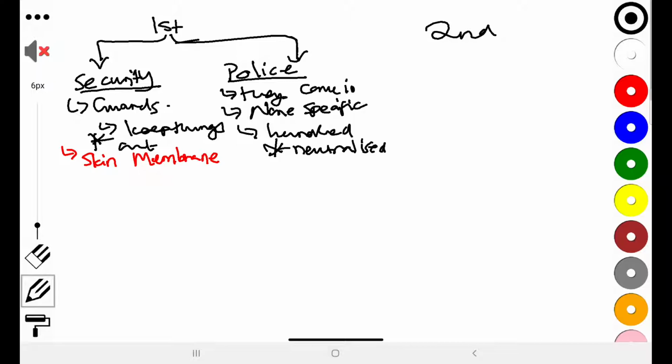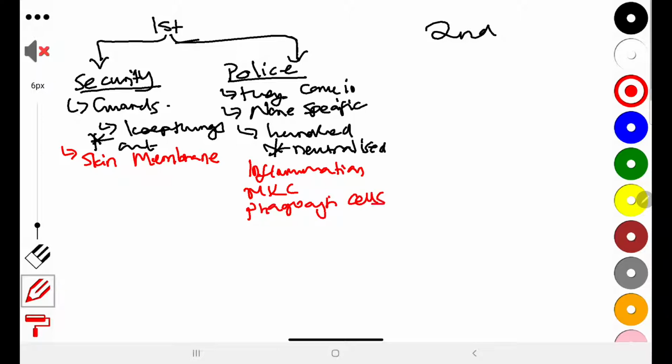So for these ones, the non-specific attacks or non-specific resistance, we will learn about how this can go on when you have microbes or pathogens coming into the body. So we'll learn about the inflammatory responses. We'll learn about inflammation as well as NKC. We'll learn about the phagocytic cells and how they respond, and also antimicrobial proteins.